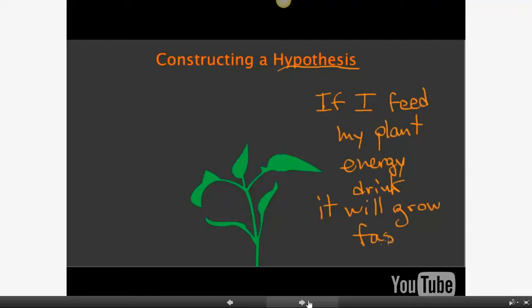This example hypothesis is pretty good because it meets a lot of the objectives that all hypotheses need to meet. First of all, it's logical. Because if I drink an energy drink, I get a lot of energy. And so maybe if a plant has an energy drink, it will get a lot of energy and grow. So it's logical. It accounts for relevant information.